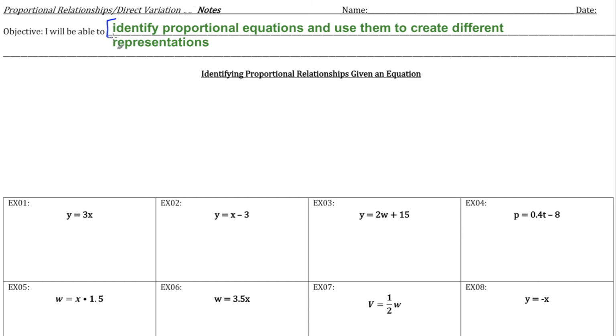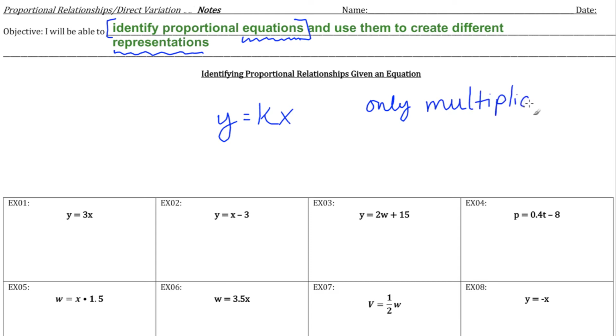So in this lesson, we're going to identify proportional equations. I'm basically going to give you an equation, you're going to tell me if it's proportional, and then you're going to create different representations. If you notice, most of your equations look like this, where it's only multiplication, no addition, no subtraction, division's weird, but no addition, no subtraction, nothing like that. Only multiplication, and remember the number that we multiply by is called the constant of variation.